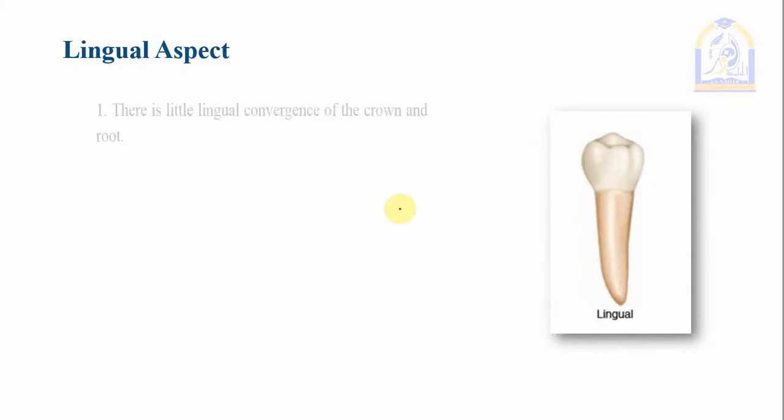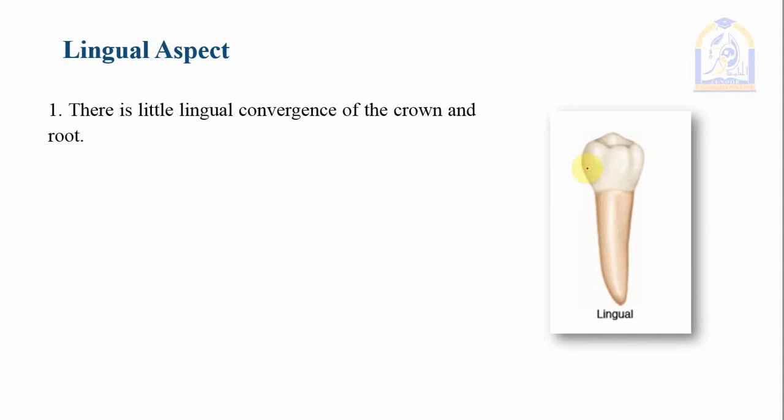Moving to the lingual aspect. The first, or the main characteristic, is that there is little lingual convergence of the crown, as you can notice here. Because of this, we can see less of the mesial and distal aspects. This is the mesial and this is the distal.